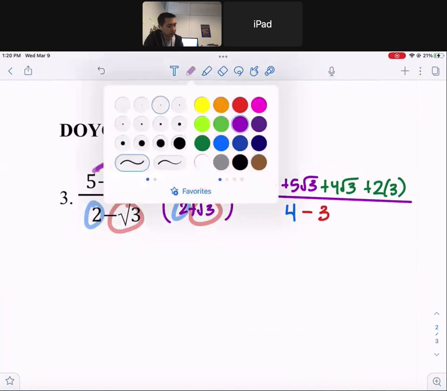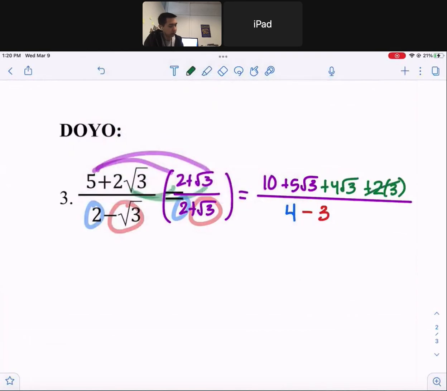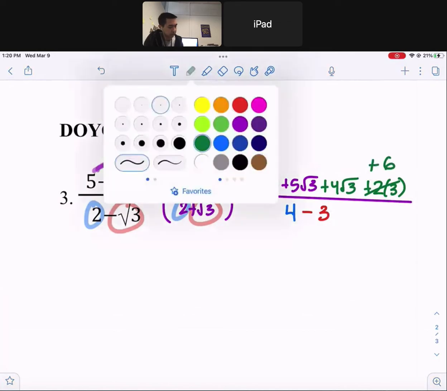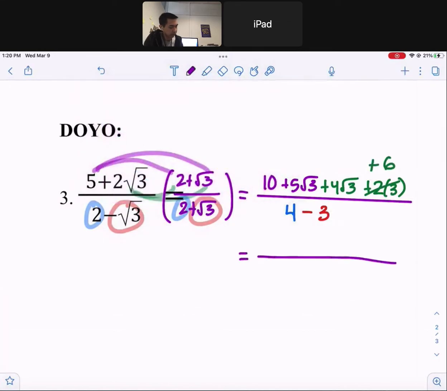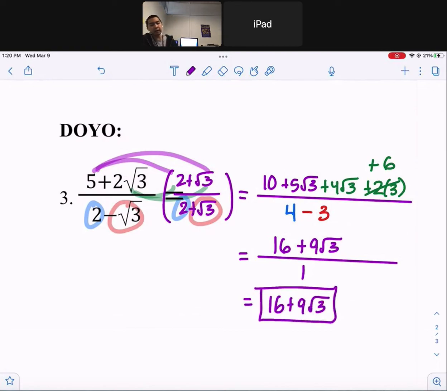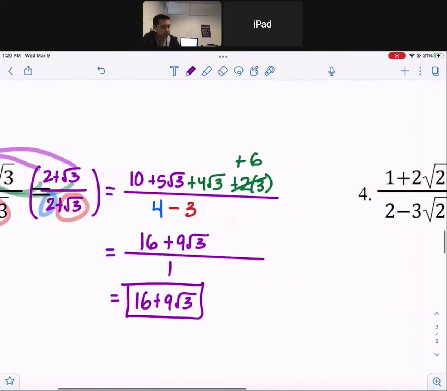So on the top, you guys, well, I noticed that this 2 times 3, you guys, is just plus 6, right? So if we add those together, the 10 plus the 6, you guys, that's going to be 16. And then we can combine these because they got the same radicand. So 5 plus 4, you guys, is 9 square root 3. And on the bottom, 4 minus 3, you guys, is just 1. But anything over 1, you guys, is just whatever is up top. So there you guys have that.